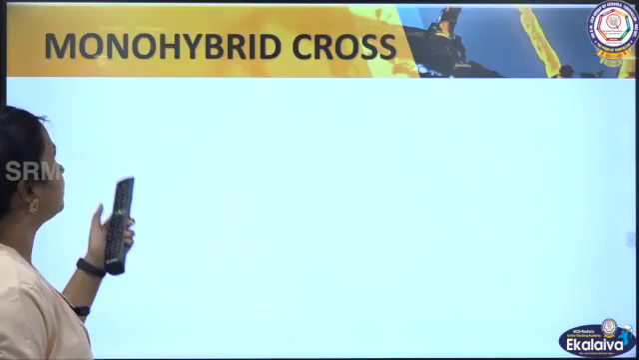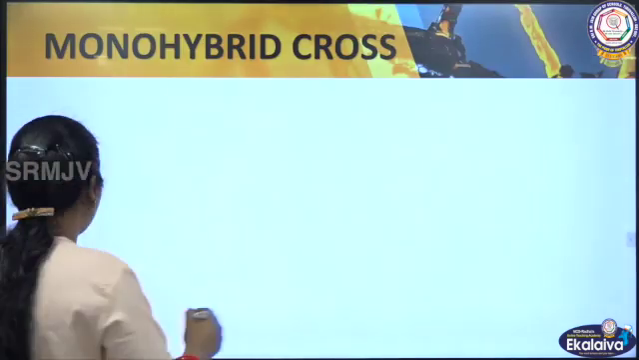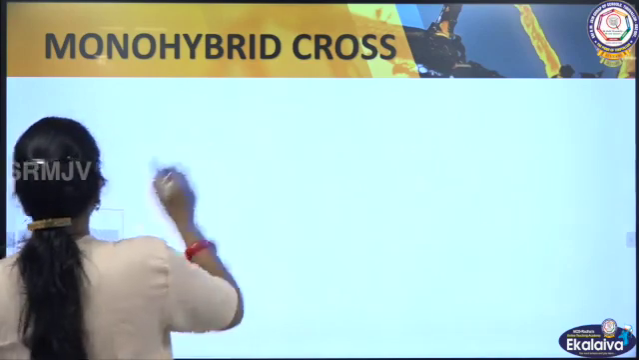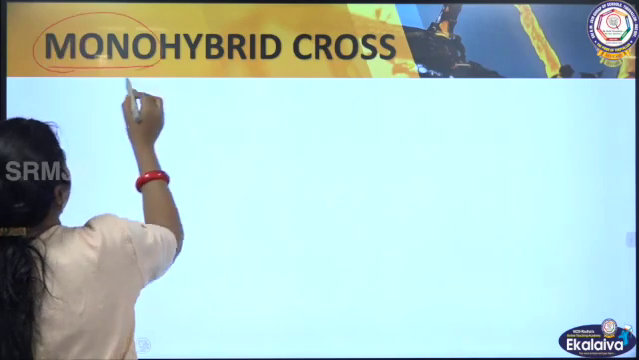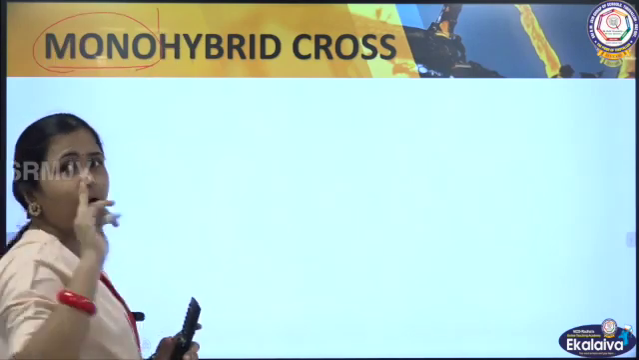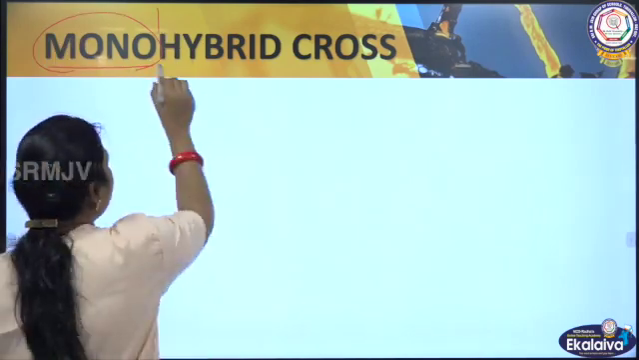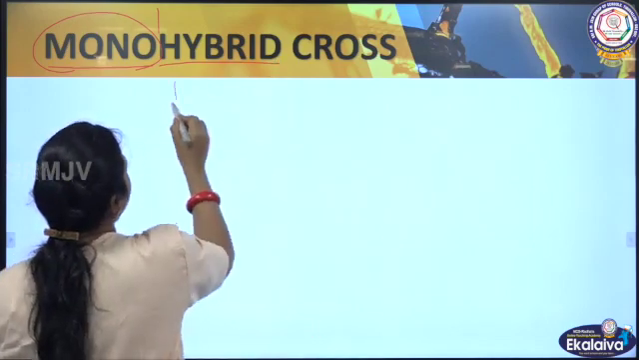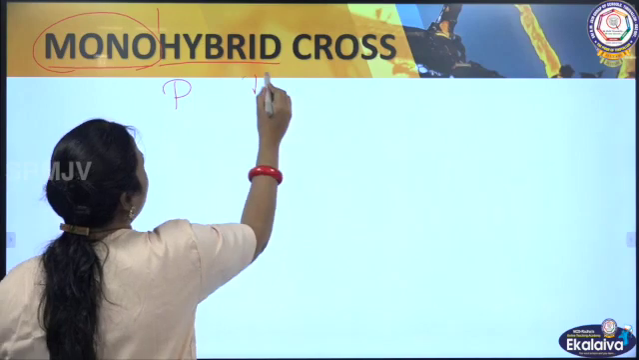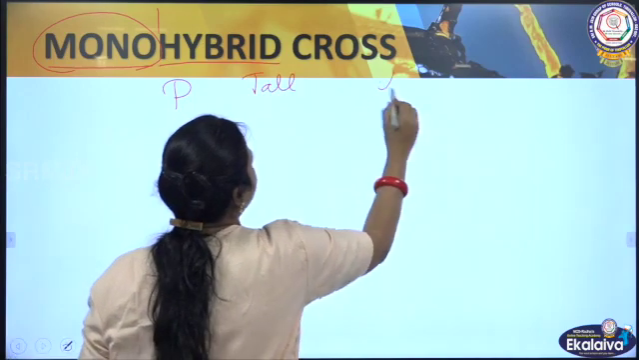So now we will see the monohybrid cross in detail. I am going to use the size of the plant here. Mono, when you say monohybrid, one character I am going to take. Hybrid, I am going to get a combination in that. So first I am going to write the parents: tall plant, another one dwarf plant.